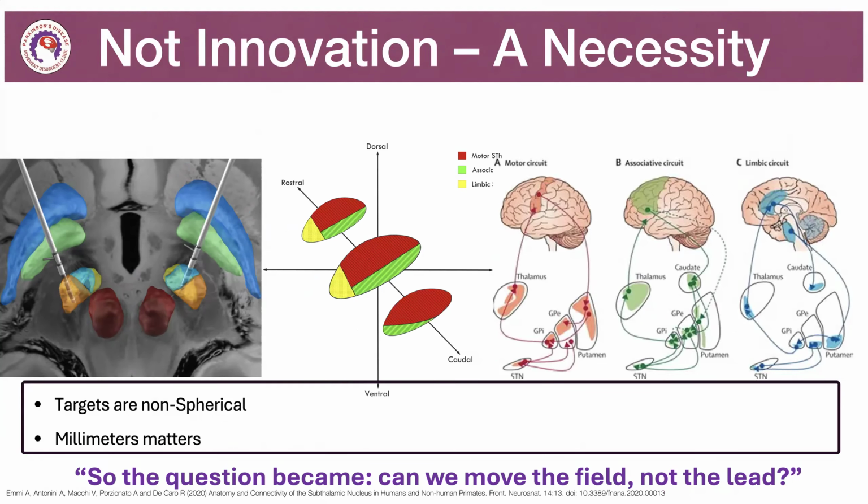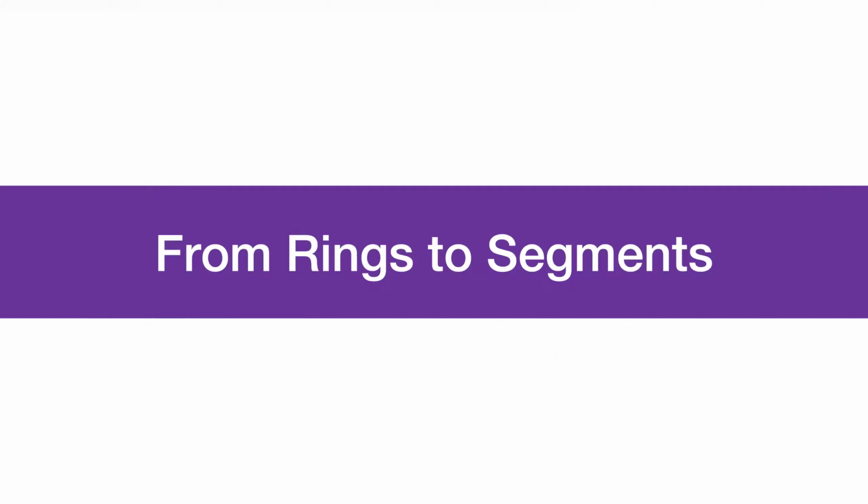So basically, what is this innovation? It is definitely not an innovation. We all know that every structure is different, and how the current works is different. It is just how we needed to reach that. Because as I pointed out, targets are non-spherical and every millimeter matters. So the question becomes, can we move the field and not the lead? Without the lead moving, can the electric field be modified so that it stimulates the structure which we want to stimulate? So that is how we have the concept of moving from rings to segments.